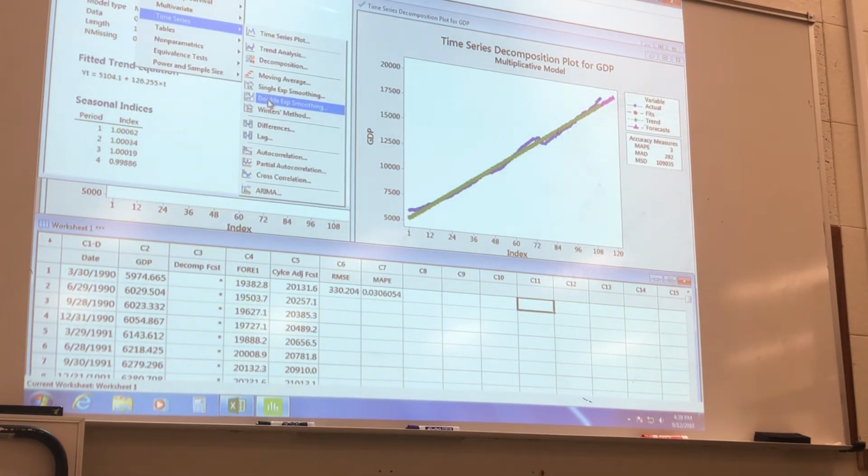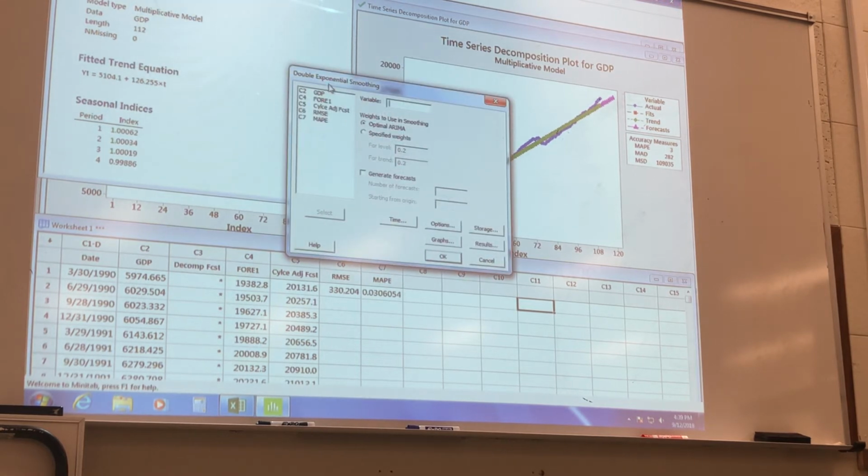Okay? So just to be clear, since there's no seasonality, we use double exponential smoothing. If it has seasonality, we'll do the method that we're going to do next time we meet, Winters. It's another method. We could do another decomposition model, but I'm kind of tired of doing it. I'd rather go to something else. So we go to double exponential smoothing.